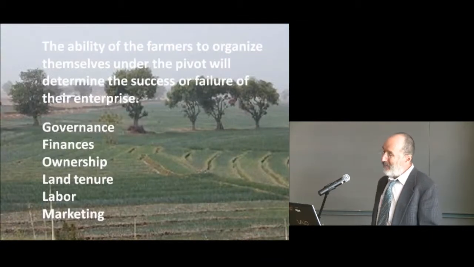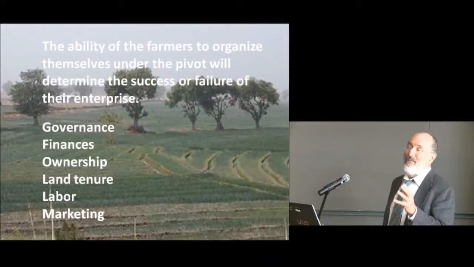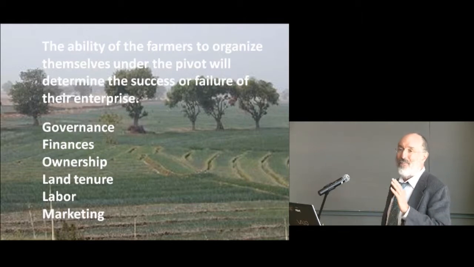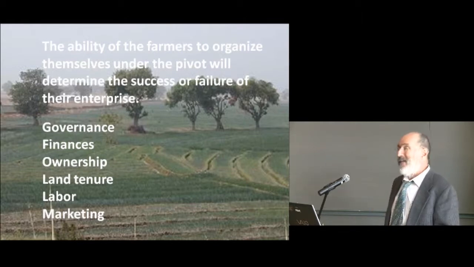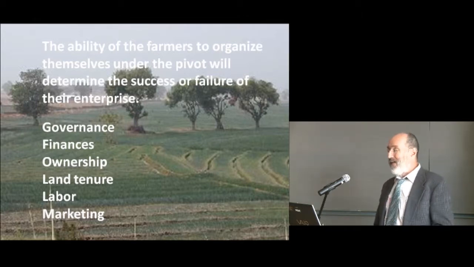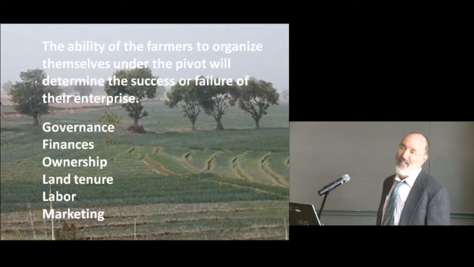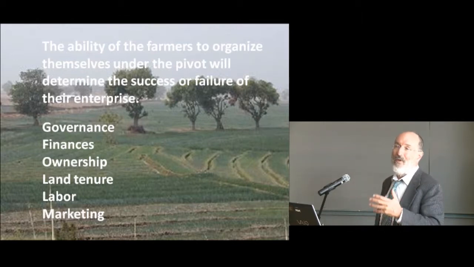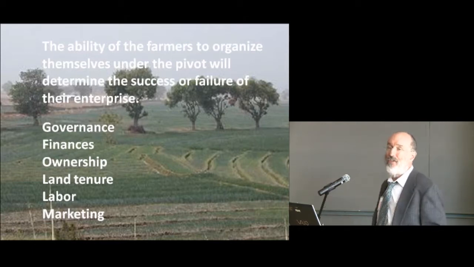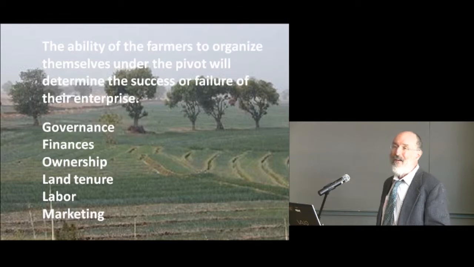Okay. Now, this is really, for me, the sticking point. Up to now, it's like, hey, do it. Everything's perfect. But the ability of the farmers to organize themselves under the pivot is essential. It will determine the success or failure of this idea. And there's a lot involved. There's the governance. Is it a company? Is it a community committee? How do you organize, how do you create the institution that will work under this pivot?